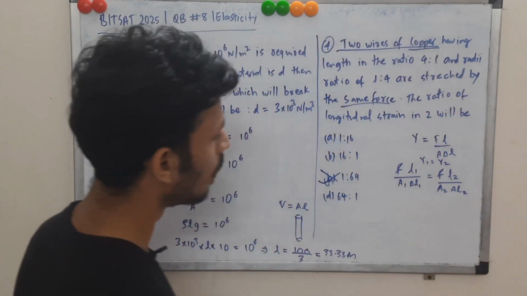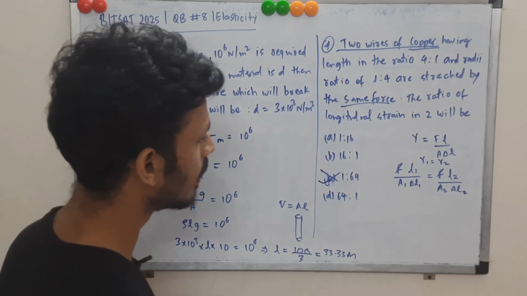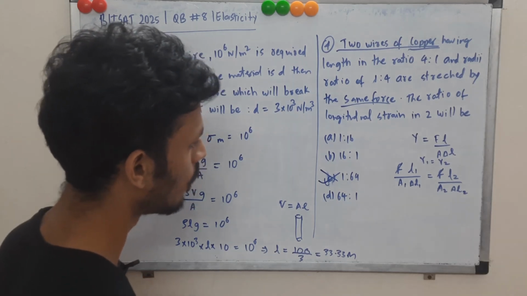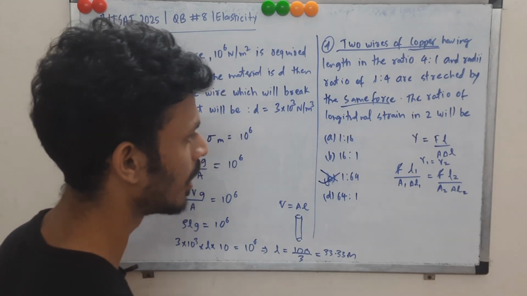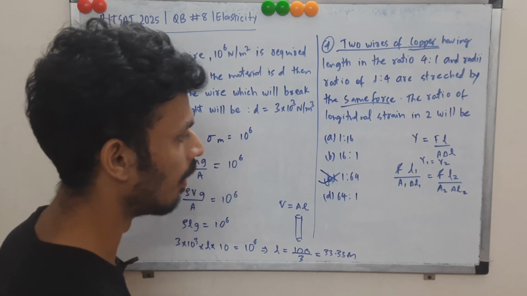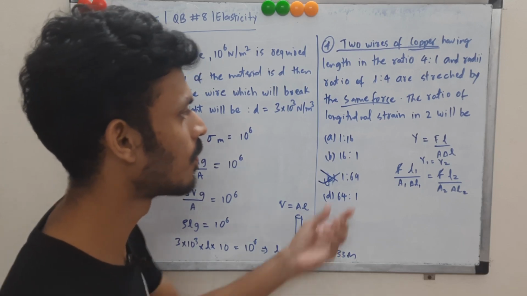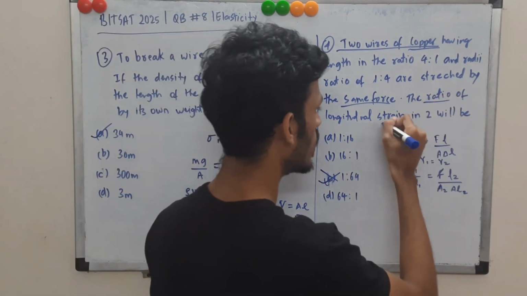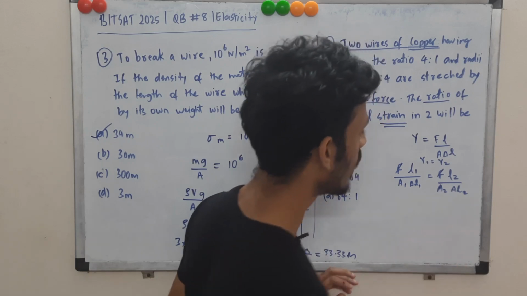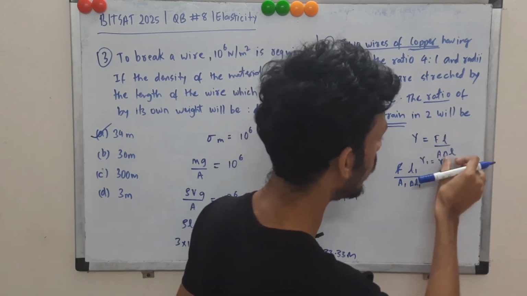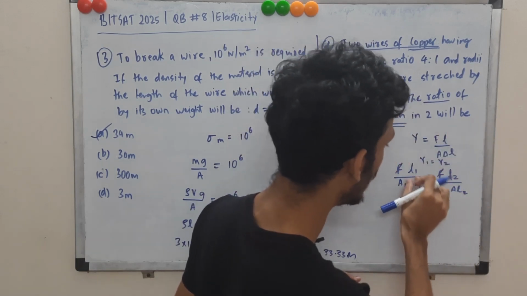Now the mistake that you might have made is to take the ratio of the areas and the lengths as it is, and you might have found L1 by L2. Whereas here you are supposed to find the ratio of the strain. Please read the question carefully. So what is strain over here? Basically this quantity, right? Delta L by L.